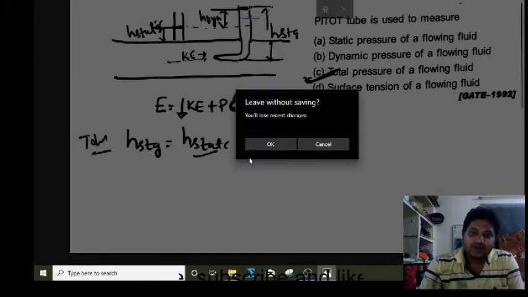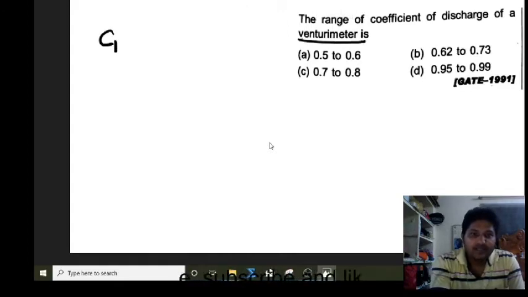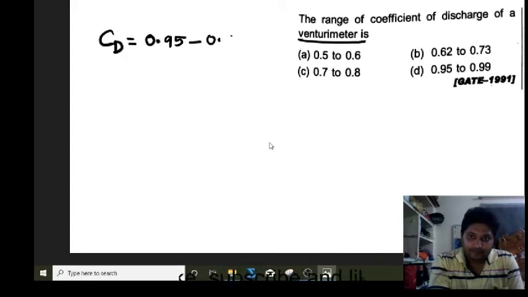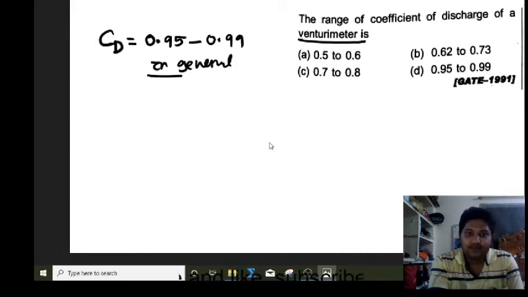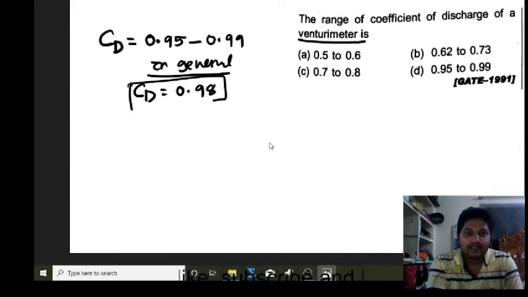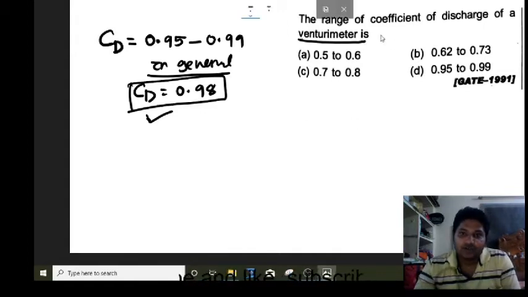So the next question we are going to see is the range of coefficient of discharge for the Venturi meter. I already told you the range of coefficient of discharge, for the Venturi meter, is generally 0.95 to 0.99. In general we take an average. In a numerical problem, if it is not mentioned in the question paper, you can assume the Cd value to be 0.98. This is generally what we assume to solve the numerical. So this is the discharge coefficient of the Venturi meter.